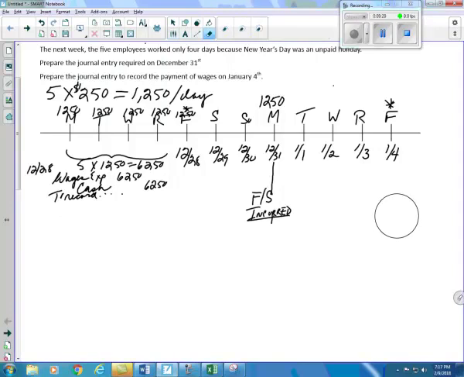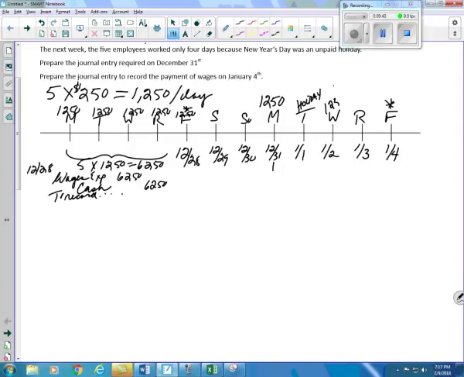So now we have another dilemma, because we are going to pay these employees on January 4th. Now, we know that this is a holiday, January 1, and they're not getting paid. But they are going to be working on Wednesday and Thursday and Friday, $12.50 each day. So on Friday, we are going to pay them for 4 days: 12/31, January 2nd, January 3rd, and January 4th.